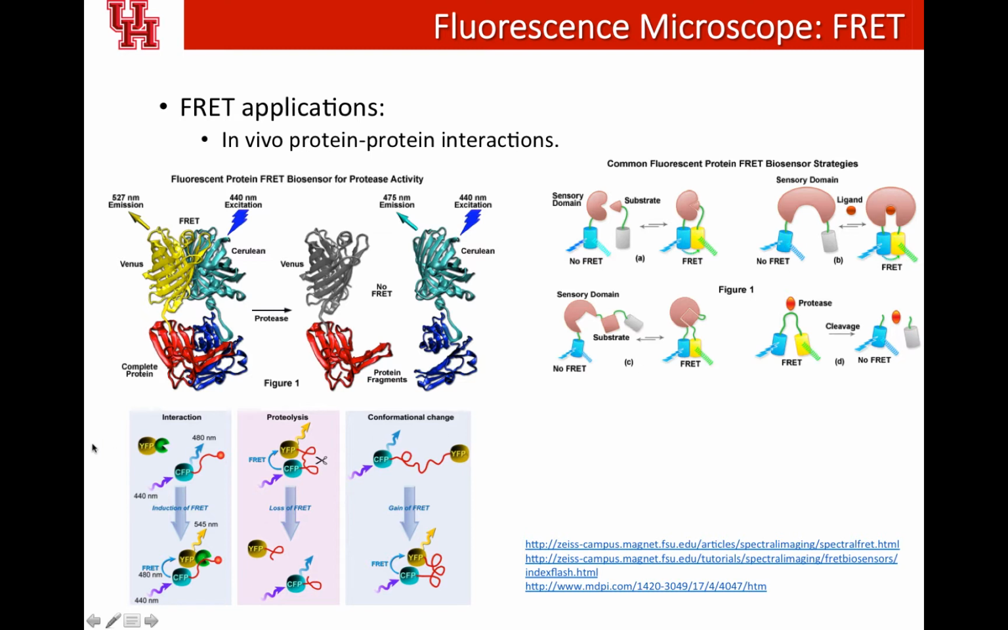So those are examples. On the left and bottom there are also similar examples. One of them is a binding test, one of them is cutting, proteolysis, and the third one is conformation change. When the binding happens or whatever change, the conformation will change this FRET. So all these applications have been widely used for biomolecular study in the cell.